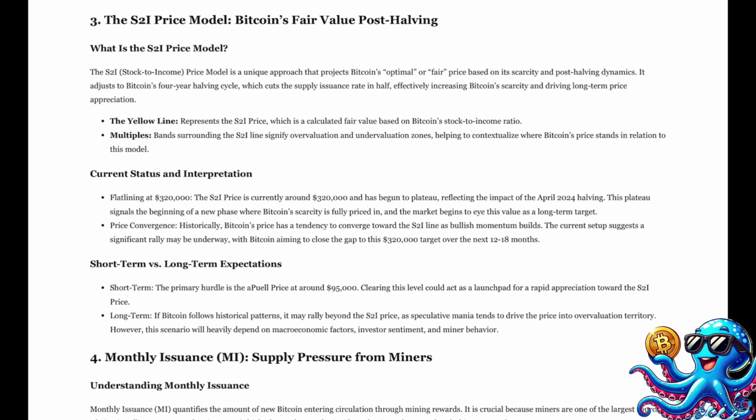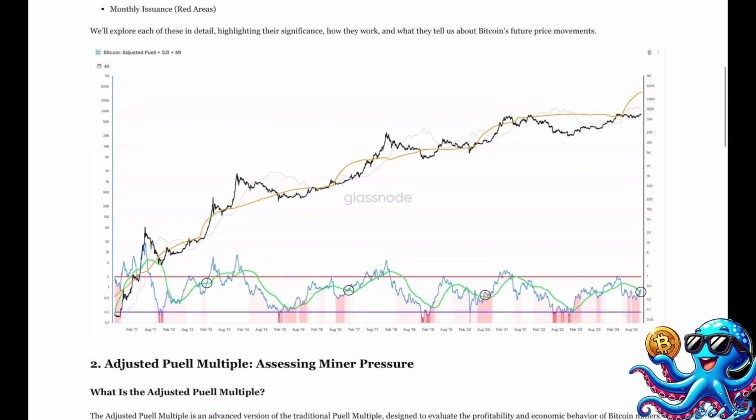The yellow line represents the S2I price, which is a calculated fair value based on Bitcoin's stock-to-income ratio. Multiples, bands surrounding the S2I line signify overvaluation and undervaluation zones, helping to contextualize where Bitcoin's price stands in relation to this model. Current status and interpretation.